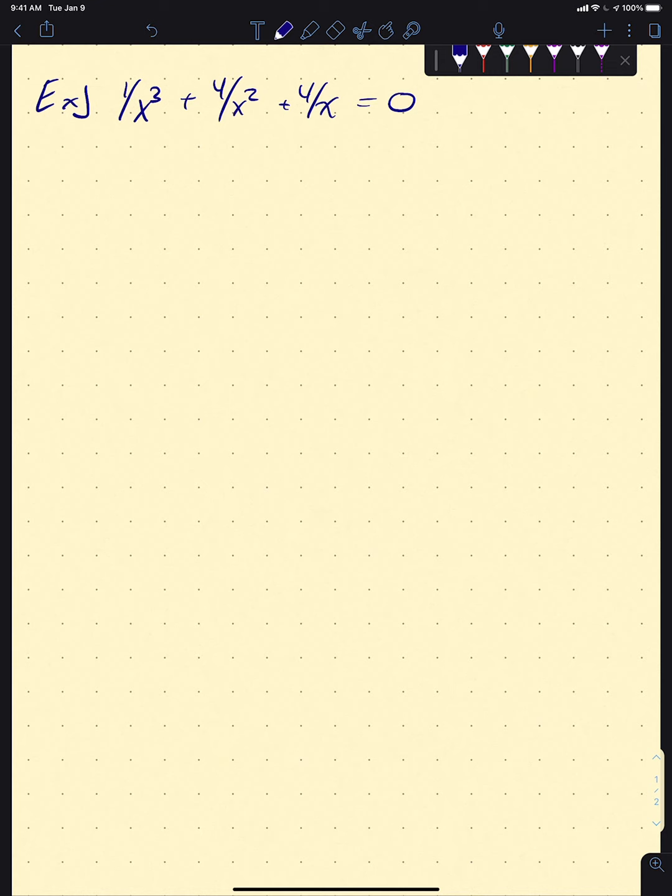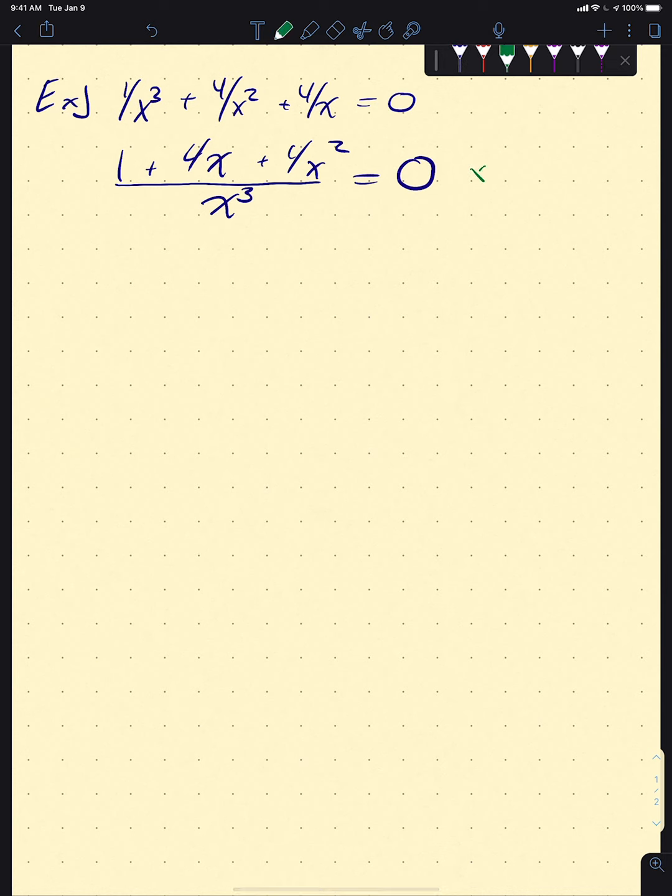And I'm going to also add the top together, right? So this 1 stays a 1. This 4, in order to get an x cubed down here, I'm going to need to multiply that by x. And for right here, I'm going to turn that into a 4x squared. All that's being divided by x cubed, and that equals 0. Now I can actually multiply both sides by x cubed, because that does not change our solutions to the equation. That's going to cross off these, and this is going to stay 0. So now we're left with 1 plus 4x plus 4x squared equals 0.